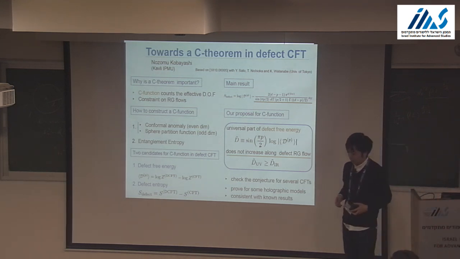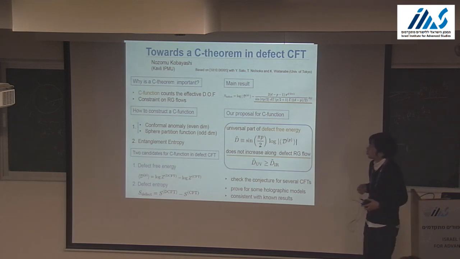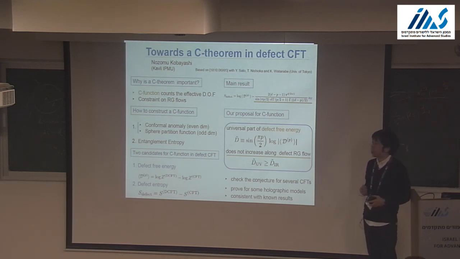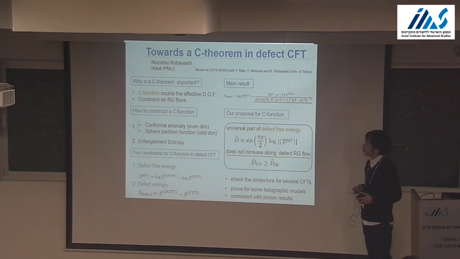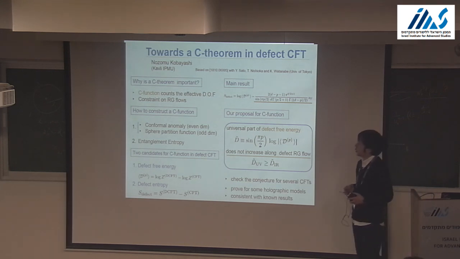First, I'd like to thank the organizer for giving me the opportunity to talk here. I'm Nozomu Kobayashi from Kavli IPMU and University of Tokyo. I'm going to talk about my recent work about the C theorem in defect CFT, in which we propose a new conjecture. This talk is based on a paper collaborated with Yoshiki Sato, Tatsuma Nishioka, and Kento Watanabe at the University of Tokyo. So let me start my talk with motivation and review of the known results.